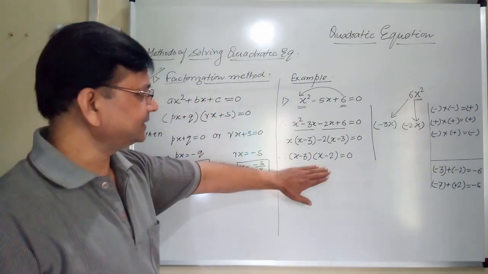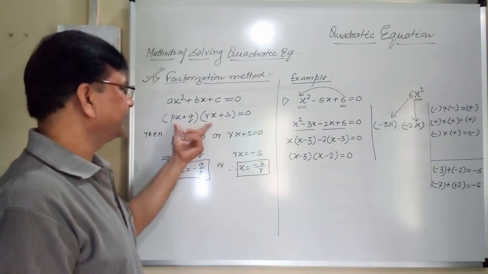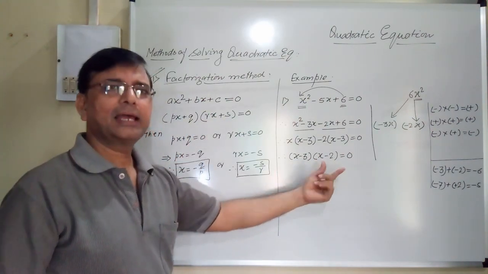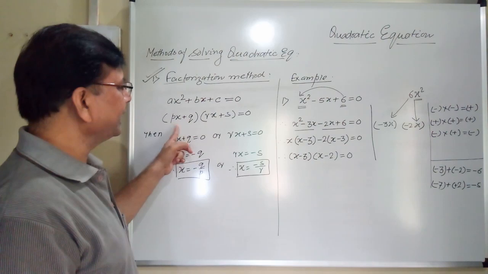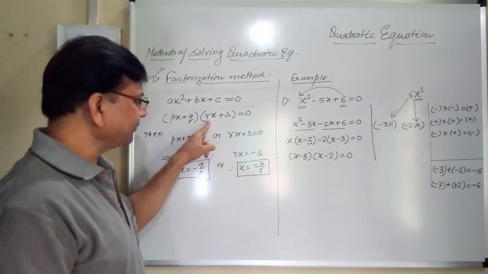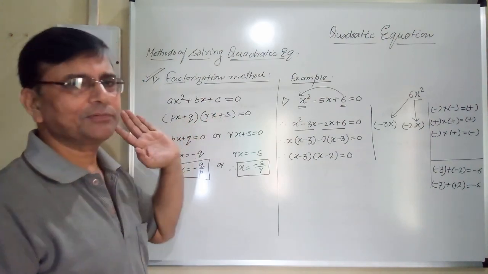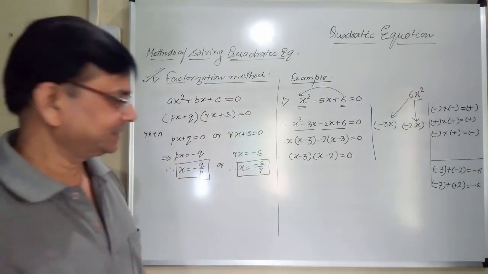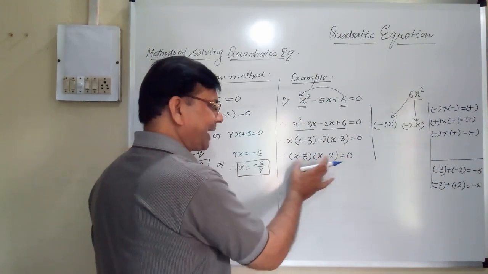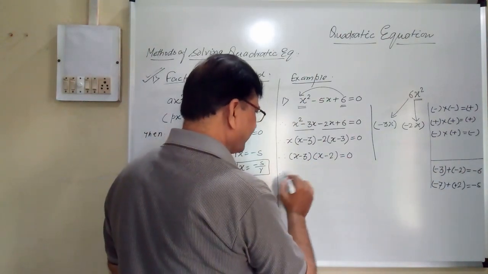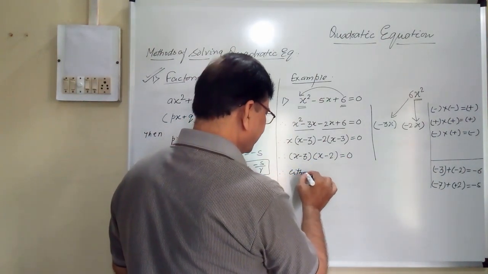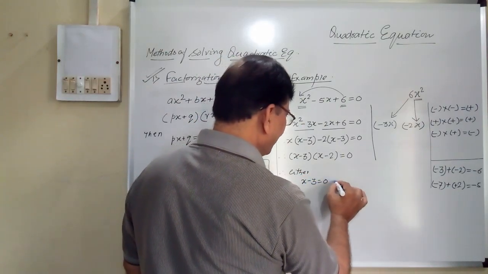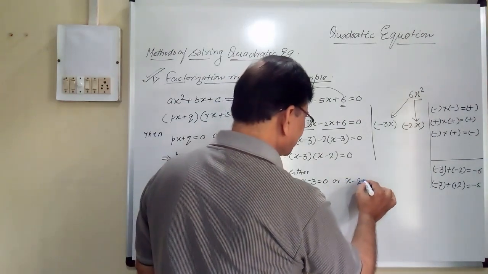Now you see this is in this form: px plus q into rx plus s. Here p may be positive or negative, q may be positive or negative, r may be positive or negative, s may be positive or negative. Irrespective of the sign, I have written these 4 constants. So product of these two factors is equal to 0. Therefore, either x minus 3 is equal to 0 or x minus 2 is equal to 0.